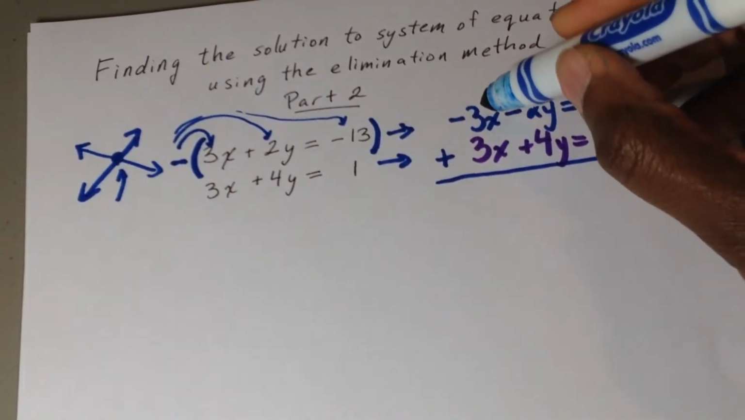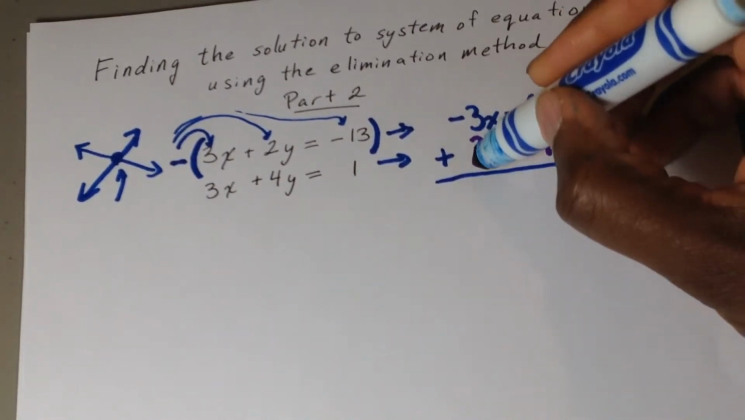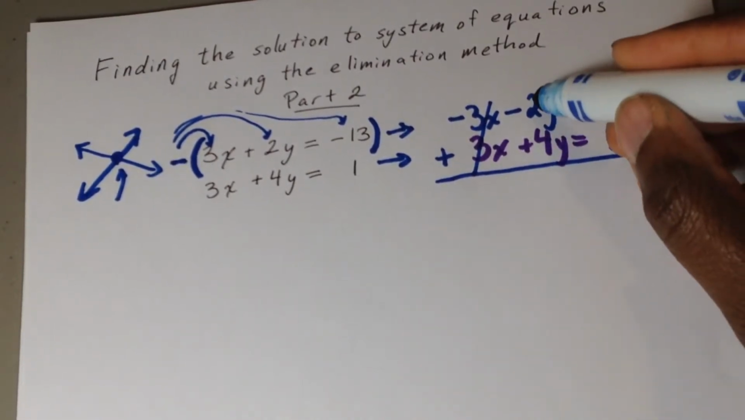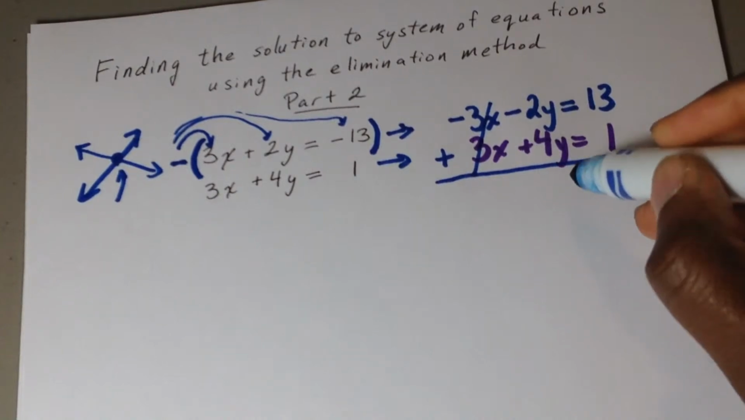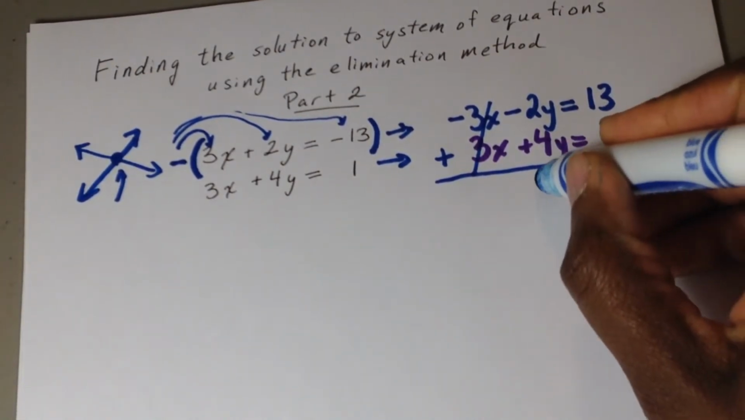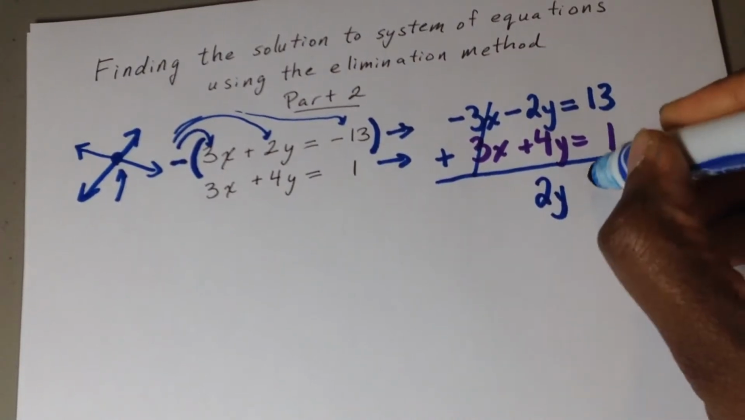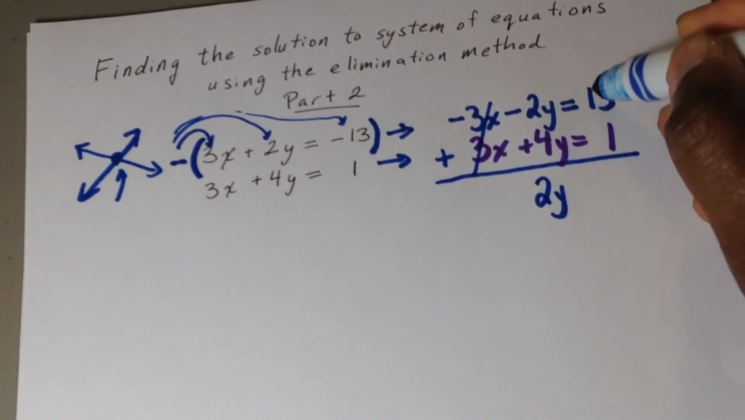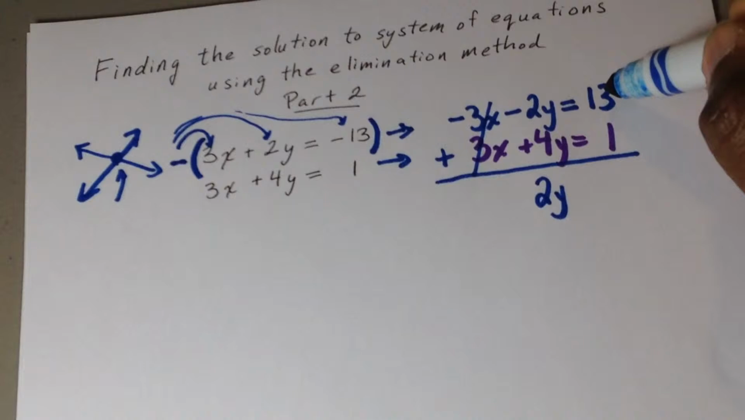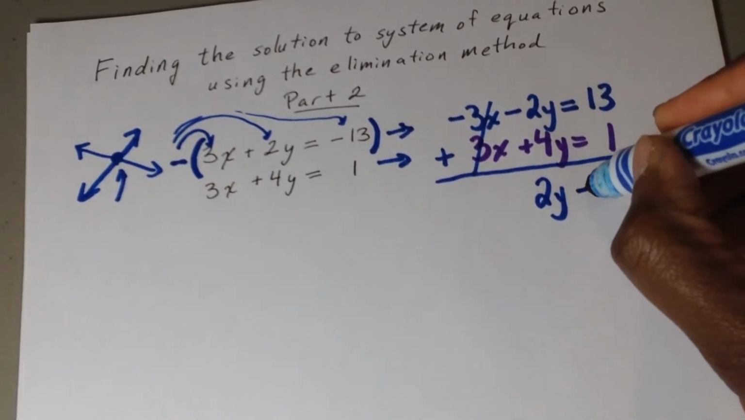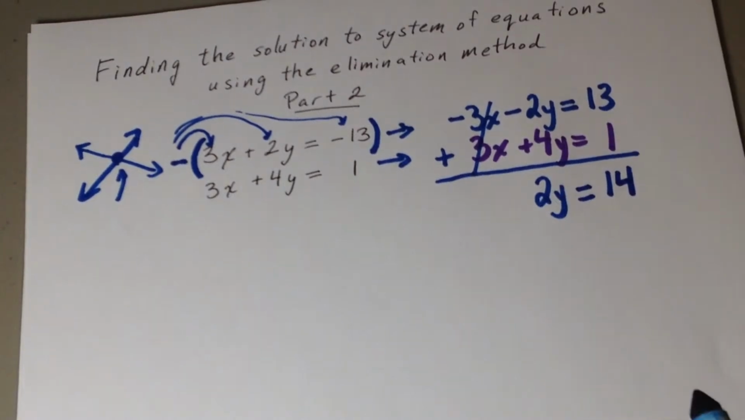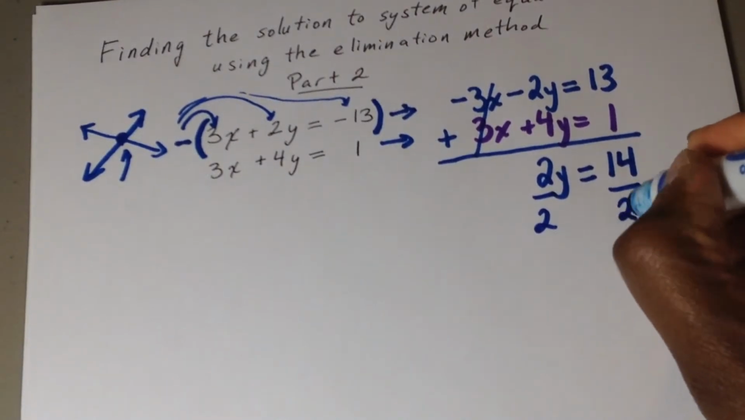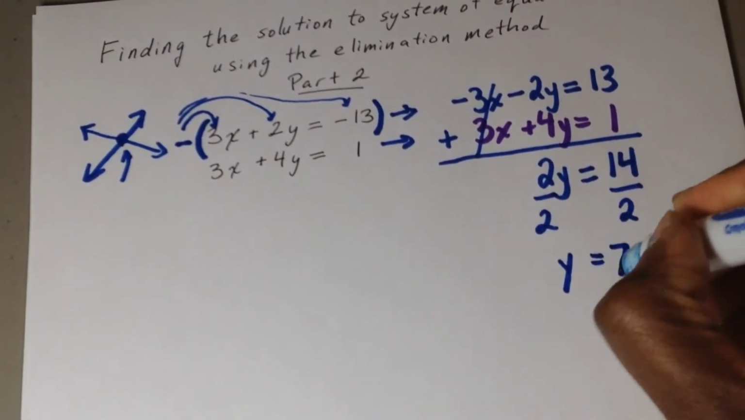Now I can eliminate because I have a negative 3x and a positive 3x. That's going to eliminate, leaving me with 0. Now I have a negative 2y and a positive 4y. Add those up and I'm going to get 2y. And this is the reason why I wanted to negate the first equation: now I just have a positive 13 and a positive 1, which we know is 14. So now I have 2y is equal to 14. Divide by 2, divide by 2, and y is equal to 7.